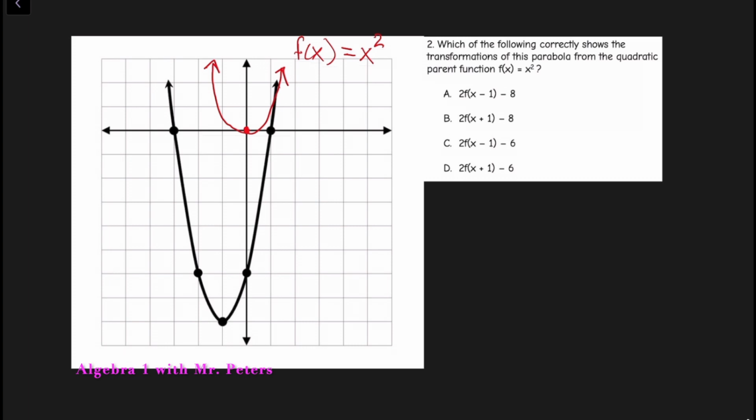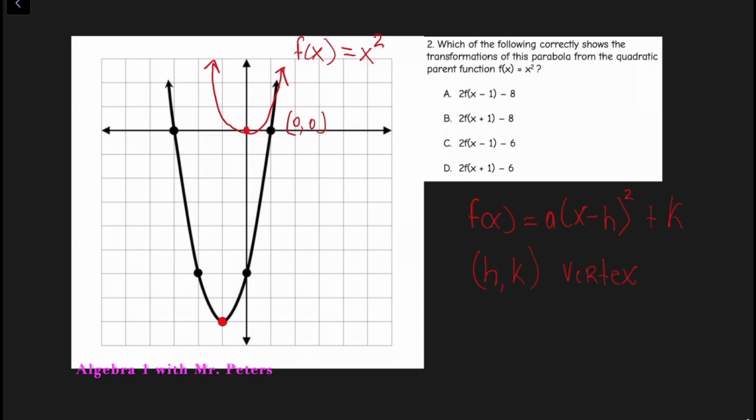And what they're asking us is, what transformation did we use to get from a vertex of 0, 0 to our new vertex? And guys, this is why it's important for us to understand transformations. So before we go into that, let's talk about the equation. We have f of x is equal to a times (x minus h) squared plus k. So we know that h, k is going to be the vertex, right?